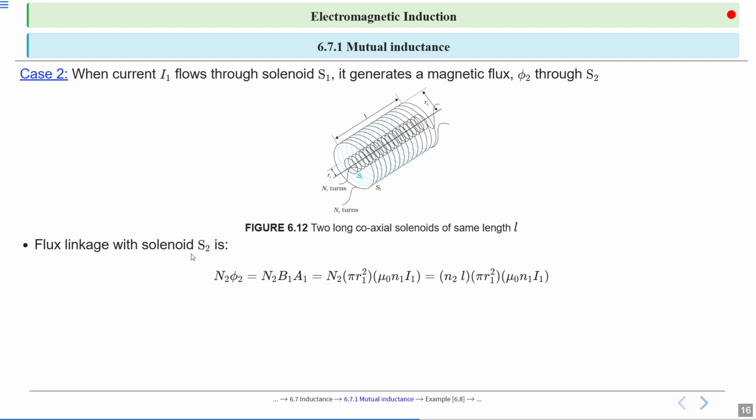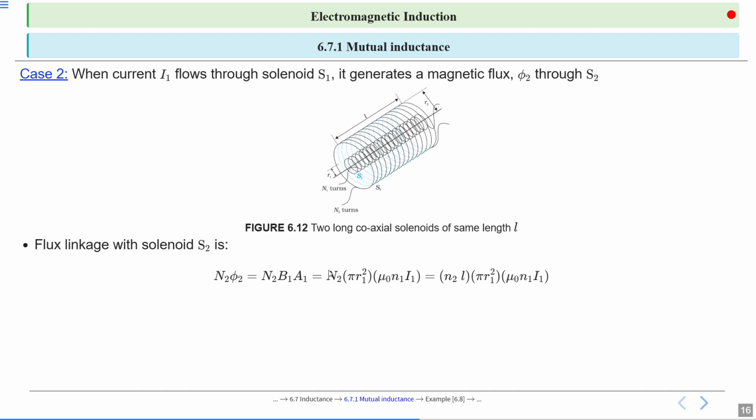So flux linkage with solenoid S2, N2 phi 2, will be equal to N2 B1, that is the magnetic field produced by the S1 coil, into... Now why have we not written A2 here? Because the magnetic field is only existing in the A1 area, that is inside the S1 coil. So A1 is written here. So N2 pi R1 square. The area of cross section is the same in both cases. So N2 pi R1 square mu naught n1 I1.